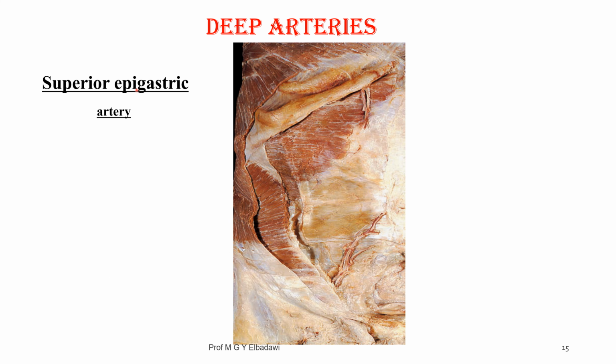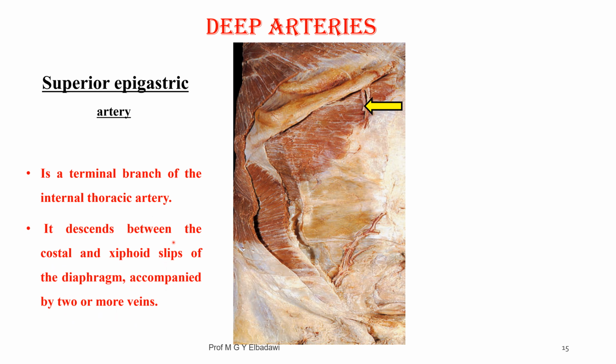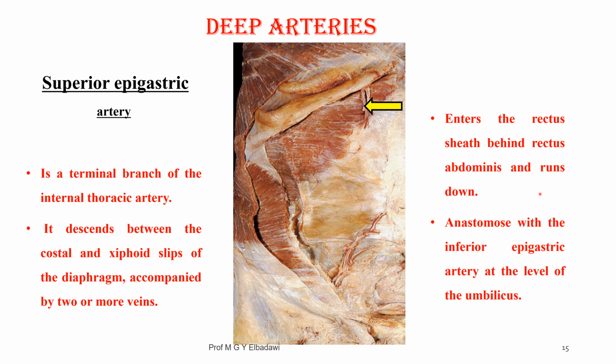The superior epigastric artery, this one here, is one of the terminal branches of the internal thoracic or internal mammary. It descends between the costal and xiphoid slips of the diaphragm with its own vein, enters the rectus sheath behind the rectus abdominis and runs down to anastomose with the inferior epigastric artery at the level of the umbilicus. Most of the time it is found within the substance of the rectus abdominis. That is the inferior epigastric.